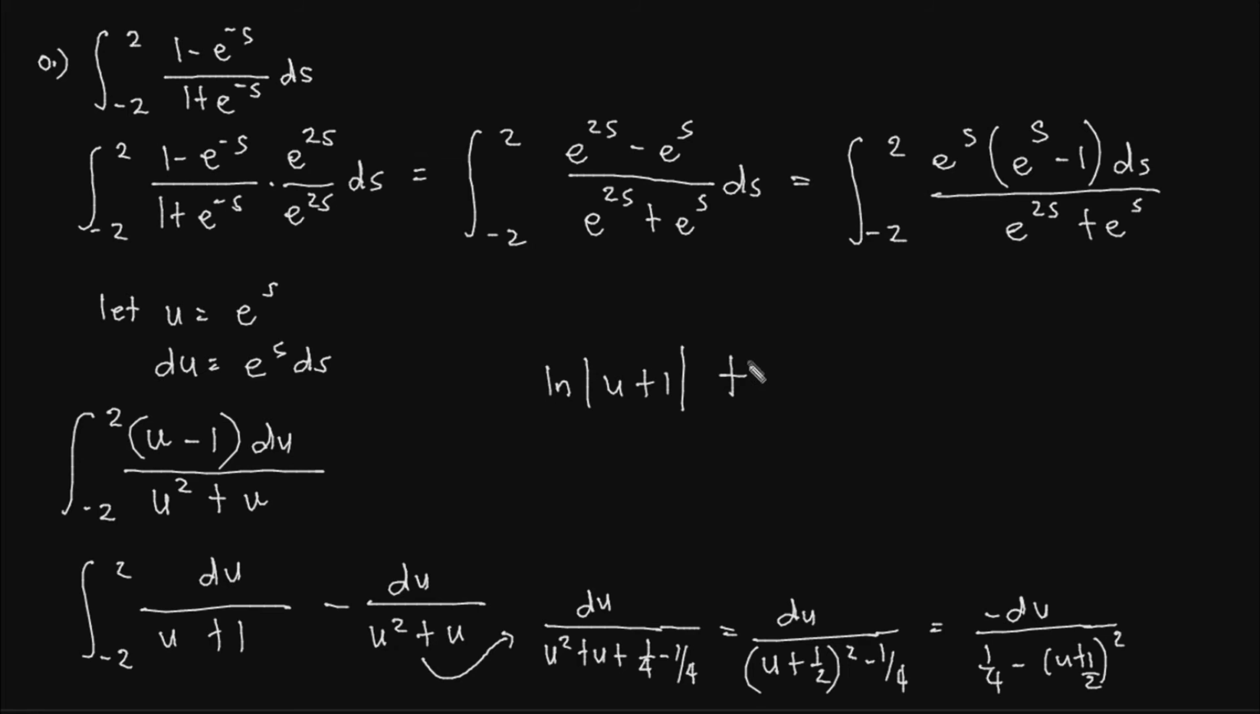So this becomes positive na, no? So positive 1 over a. So that is 1/4. So this becomes 1/2. Okay. And then the inverse hyperbolic tangent of your u over a. So that is u plus 1/2. So we have u plus 1/2 divided by 1/4. I mean 1/2. So that is 1/2. Okay. And we evaluate this from -2 to +2.